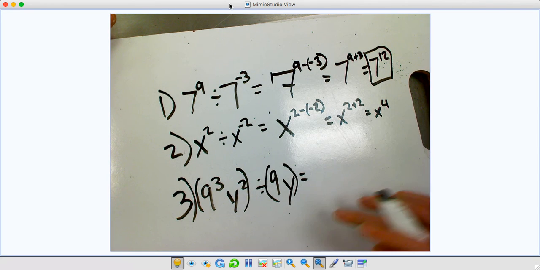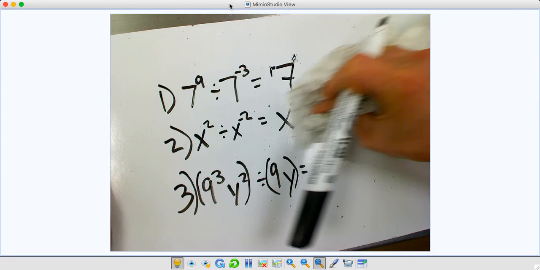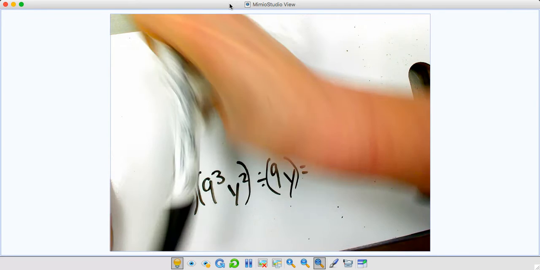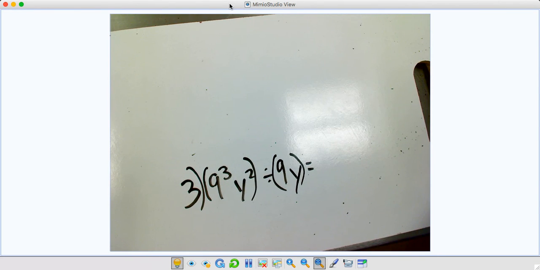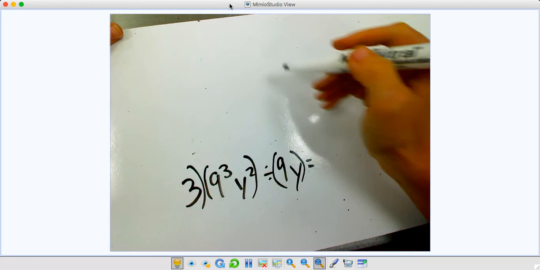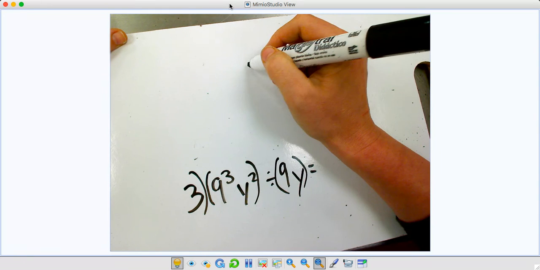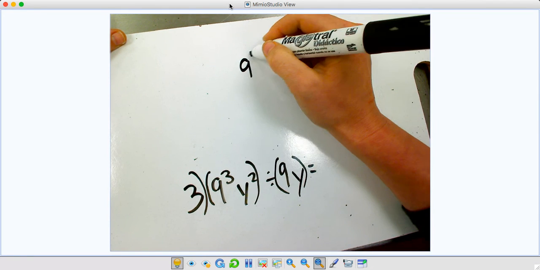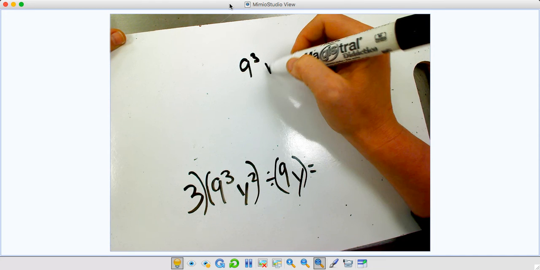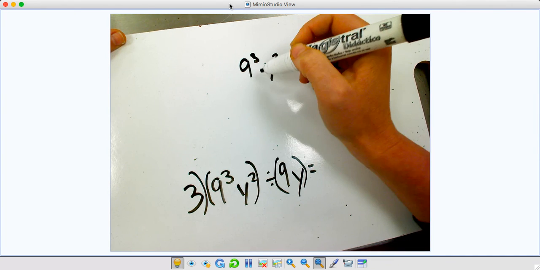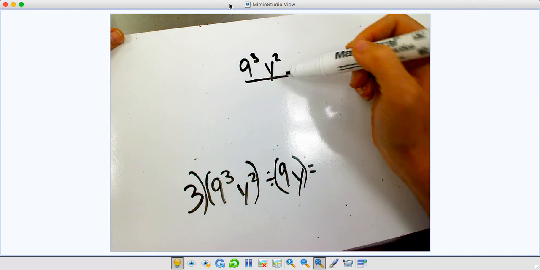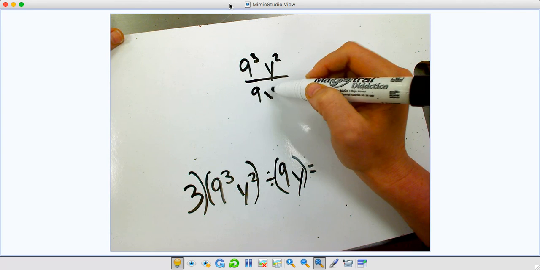Now, this one's a little bit different. So I want to put this into other terms so that we can check ourselves and make sure that we can see everything that's going on. So instead of keeping this like this, I'm going to put it into fraction form, which remember the fraction bar is the same thing as a division sign. So I have 9 to the 3rd times y squared over 9y equals.